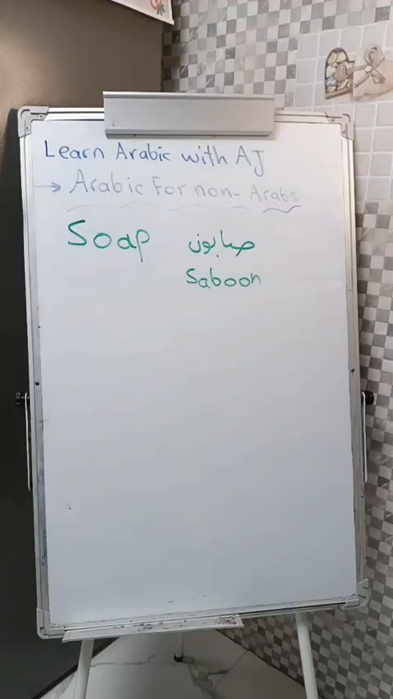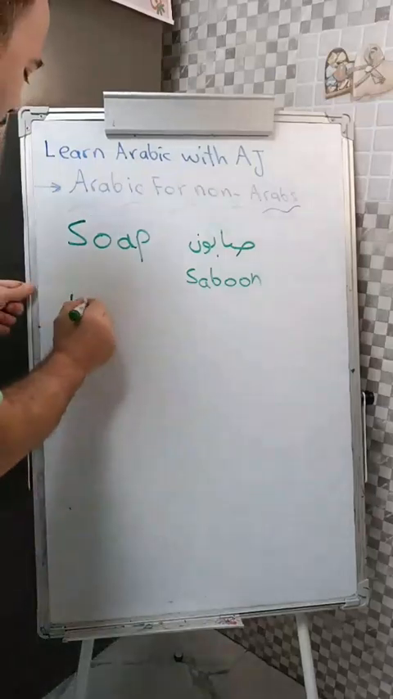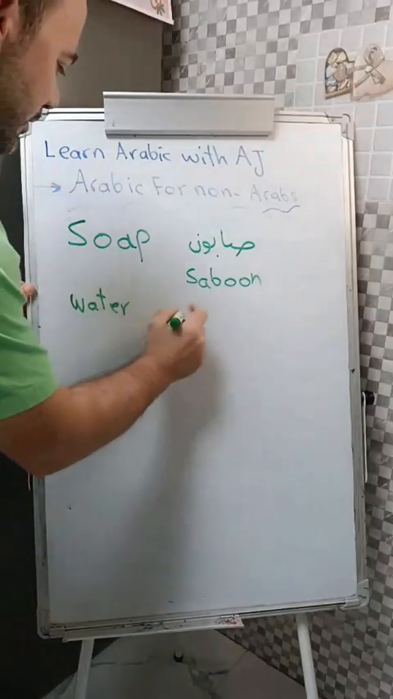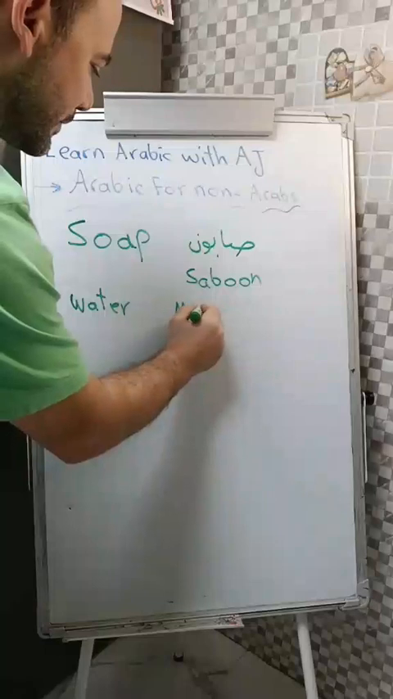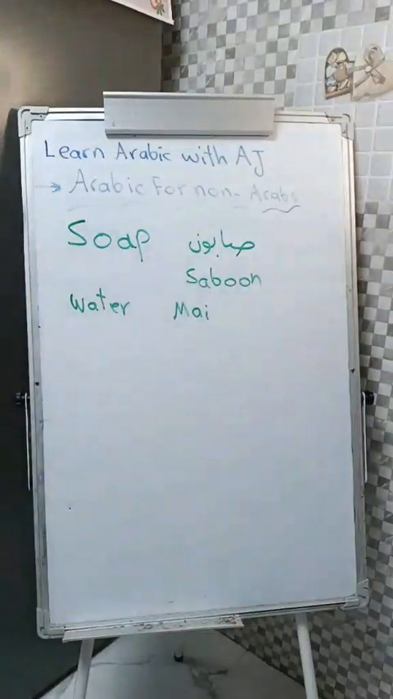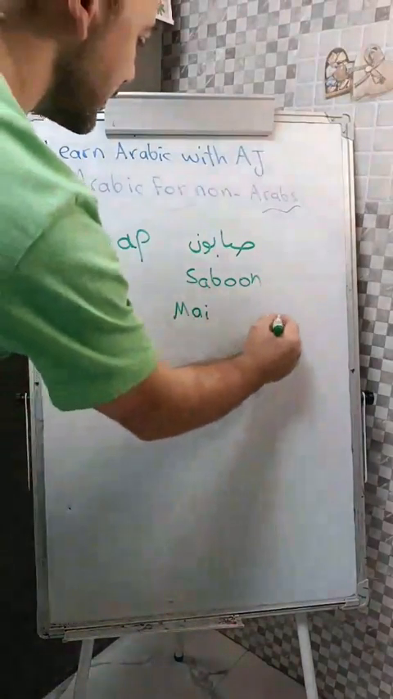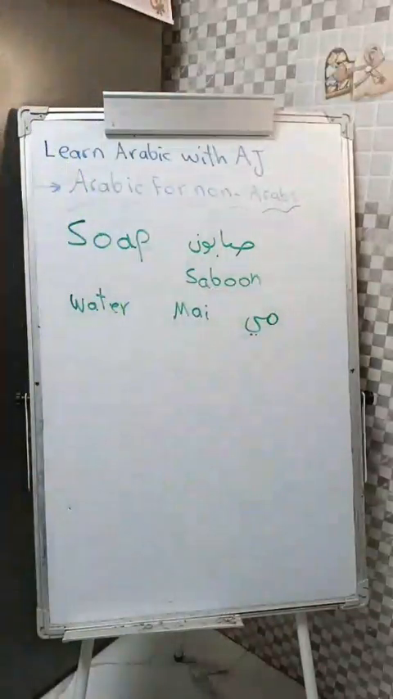Okay. مي, which is water. Water we say مي. Of course in standard we say ماء. For the word صابون it's the same in spoken and in written. مي, water. غسل ايديك بالمي والصابون. Wash your hands with soap and water.